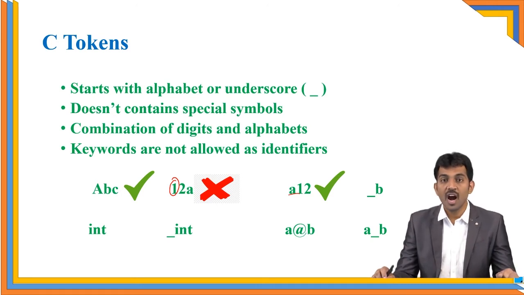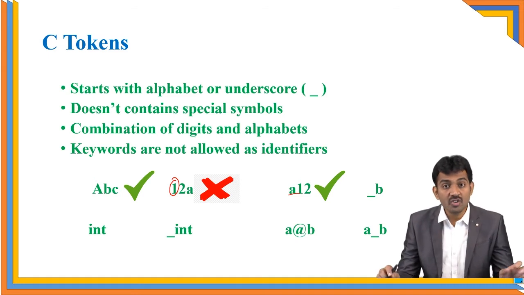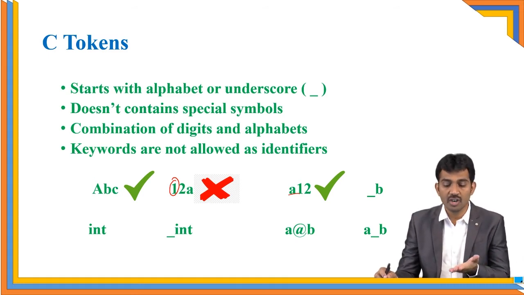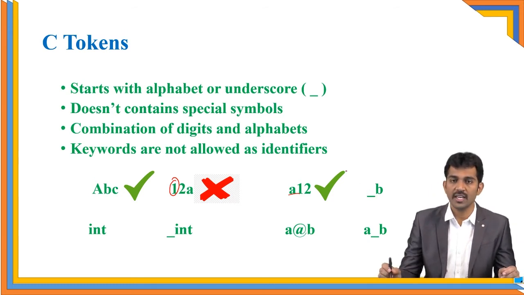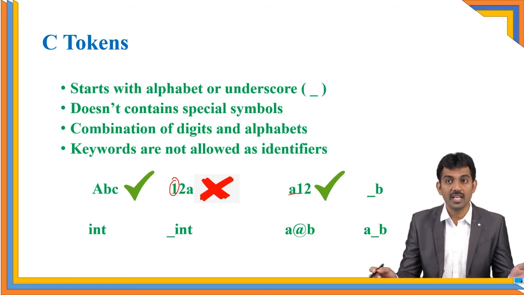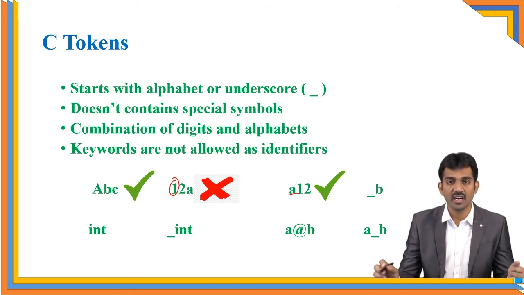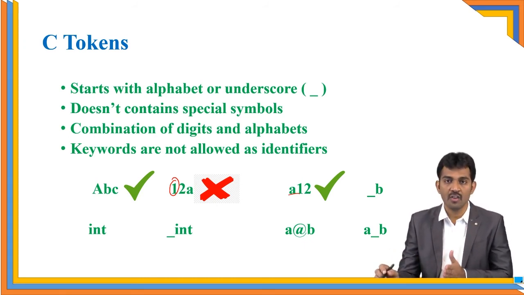Next, coming to underscore B. As per the rules, it does not start with a number or any special symbol, but it starts with an underscore. Yes, underscore is valid. The first point is valid. It does not contain any special symbols other than underscore. And next is a combination of digits and alphabets.